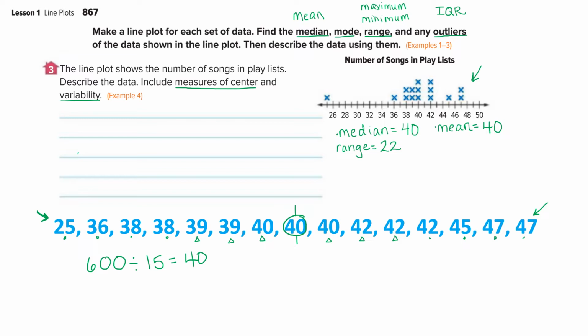All right, next we have mode, which is what did most people download? Remember, you can have no mode, one mode, or more than one mode. In this case, we have 2 modes. The most frequently downloaded amount of songs on a playlist was 40 or 42 songs.